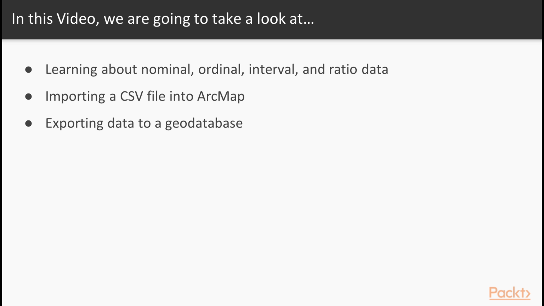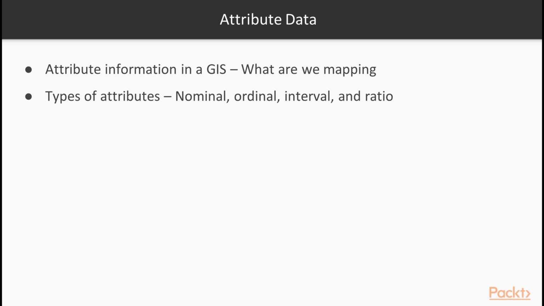In this video, we will learn about nominal, ordinal, interval, and ratio data. We'll then learn how to import a CSV file into ArcMap, and finally export data to a geodatabase. First, I'd like to discuss briefly the topic of attribute data. In particular, attributes in a GIS concern what we're mapping.